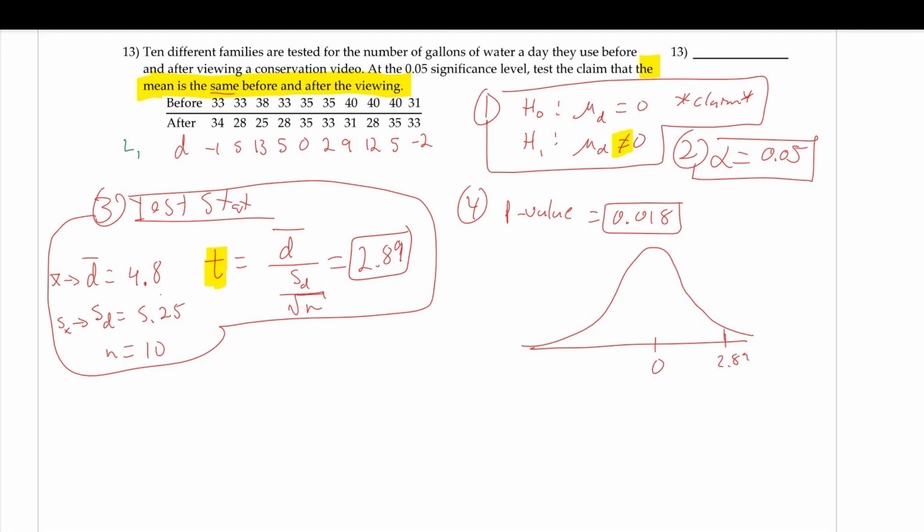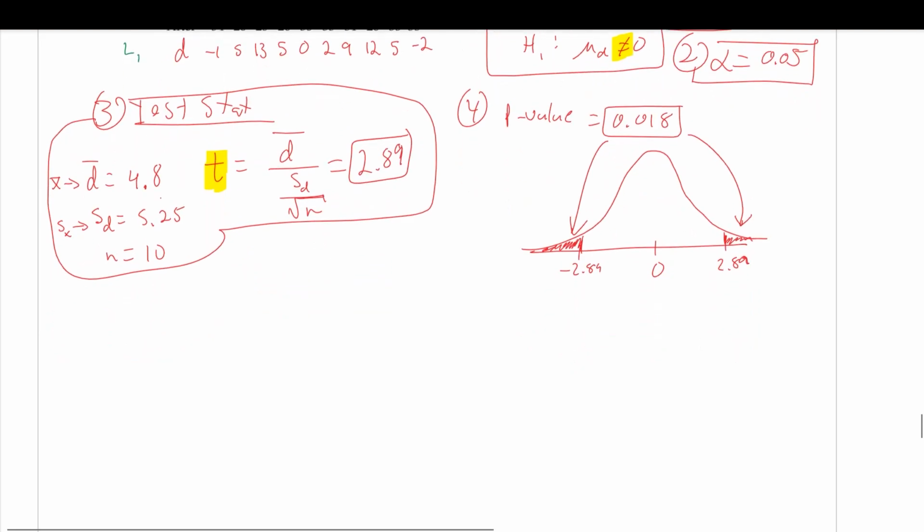Now, if you had subtracted in the opposite direction, if you did after minus before, everything would have been negative. It would have been a negative 2.89. So either way, you'll end up having this exact same picture because you'll have to write the positive 2.89. So the p-value is this area in these two tails, and that is smaller than our significance level, right? That's about 1.8% versus a 5%.